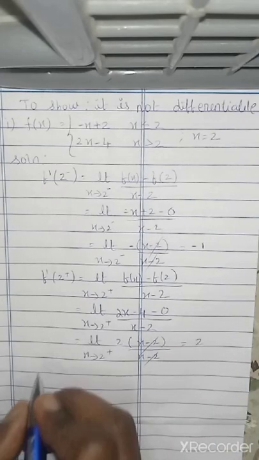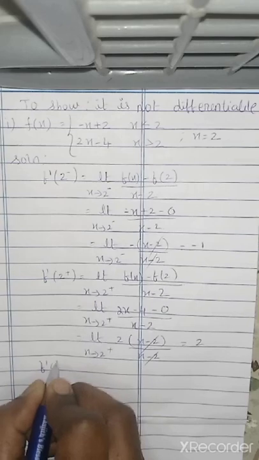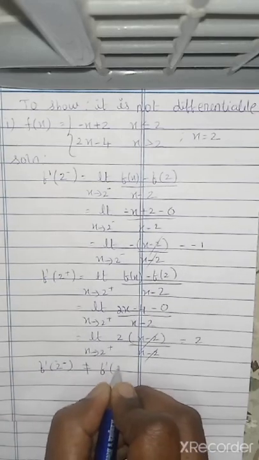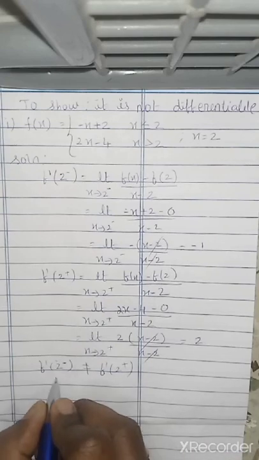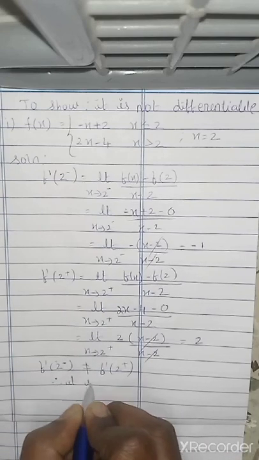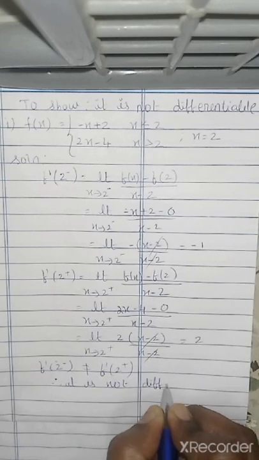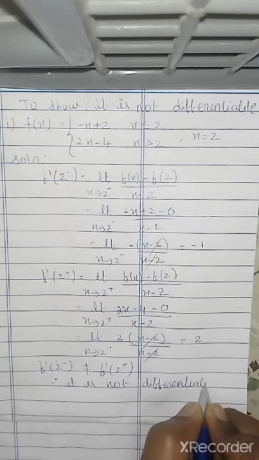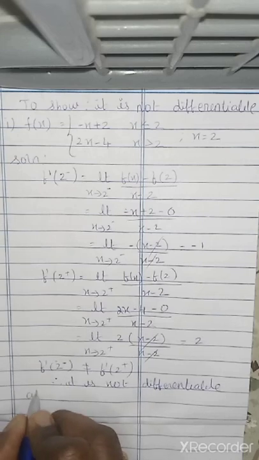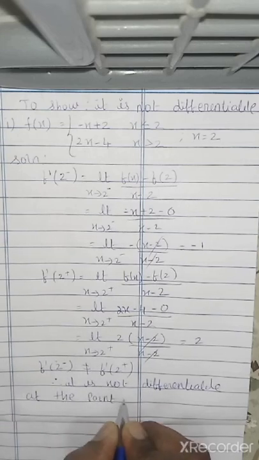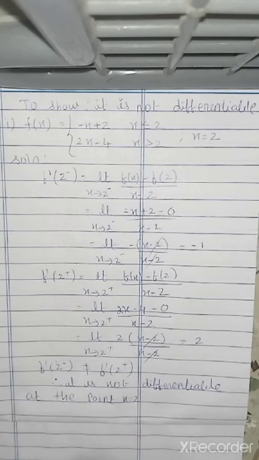Now look, f dash of 2 minus is not equal to f dash of 2 plus, therefore it is not differentiable at the point x equal to 2.